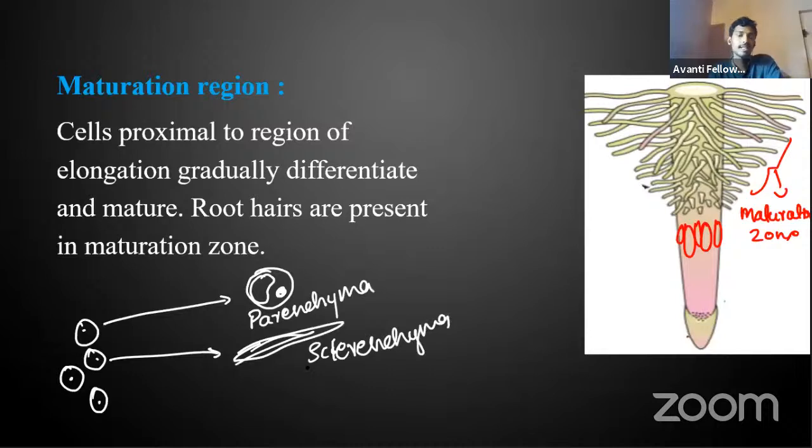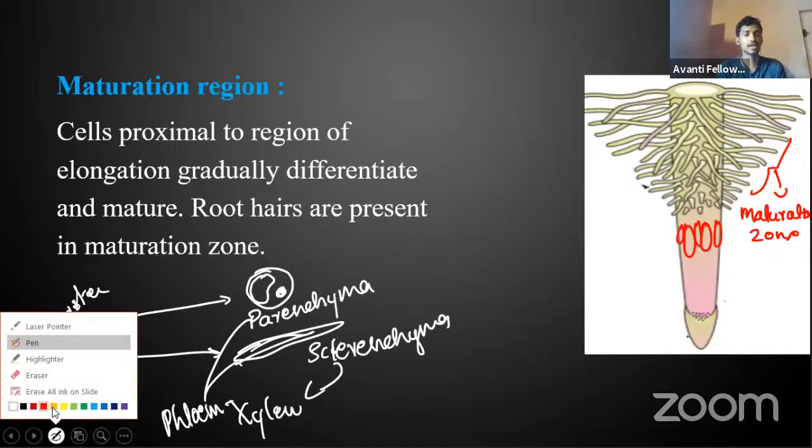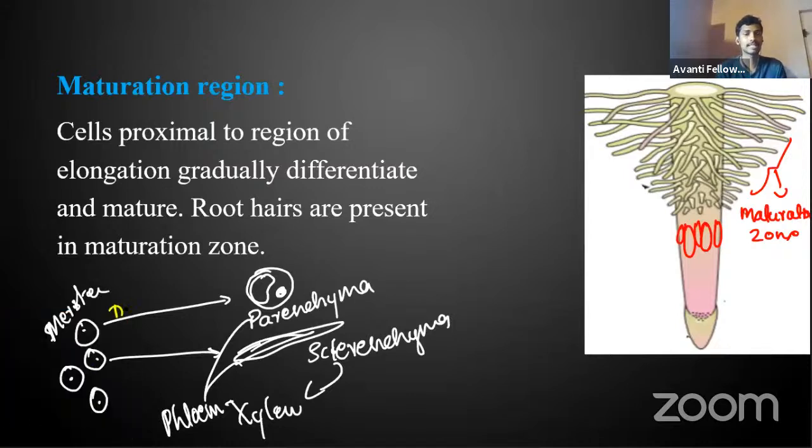These sclerenchyma cells may form the xylem, and when joining with the parenchyma, some of them may also form the phloem. That means in the maturation zone, proximal to the region of elongation, differentiation is happening. What's the meaning of differentiation? Differentiation means a regular kind of cell will change into a different kind of cell. So what is happening here? A meristem cell is changing into a parenchyma cell. This kind of process, you can call differentiation.